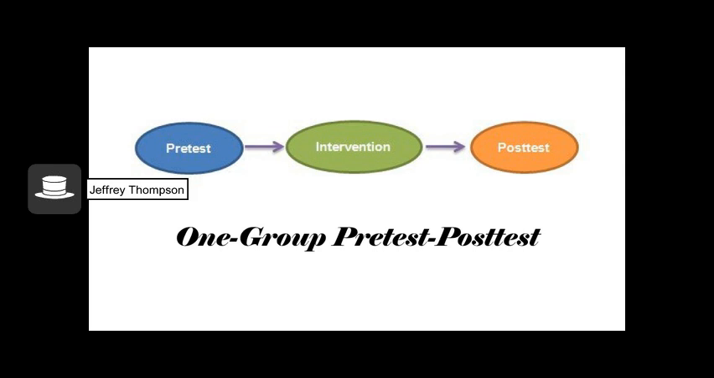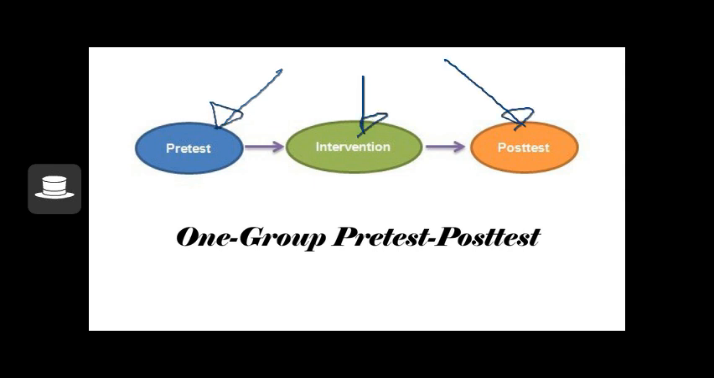So the one group pretest post-test tries to fix this a little bit, where you measure them at the beginning and then you measure them at the end, right after you give them the intervention, right?